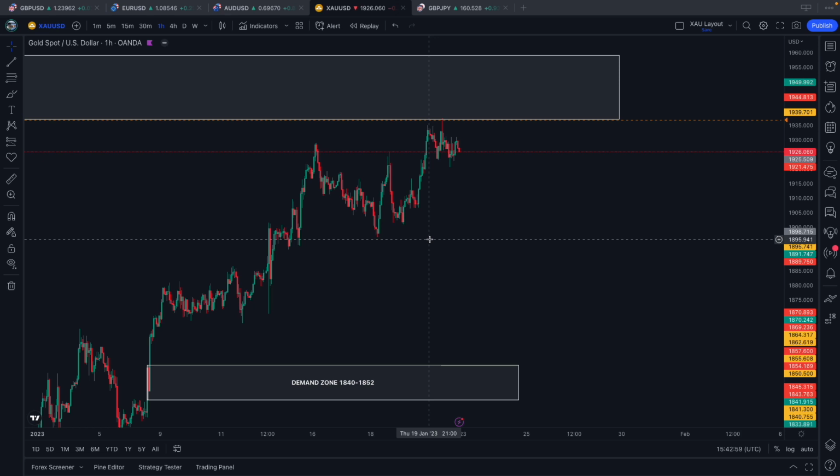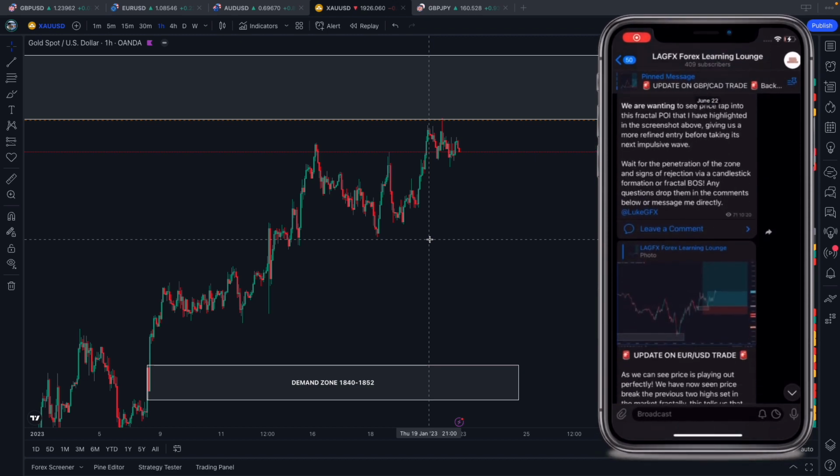I hope you guys have enjoyed. Please remember to mark out these zones for yourself and use those as guides when you're looking to place positions. And also look at the fundamental report that has been sent out as well in the Learning Lounge group chat, because that is going to give you a full report of all the fundamentals that are going to take place this current week that could impact any positions you place on these major currencies.